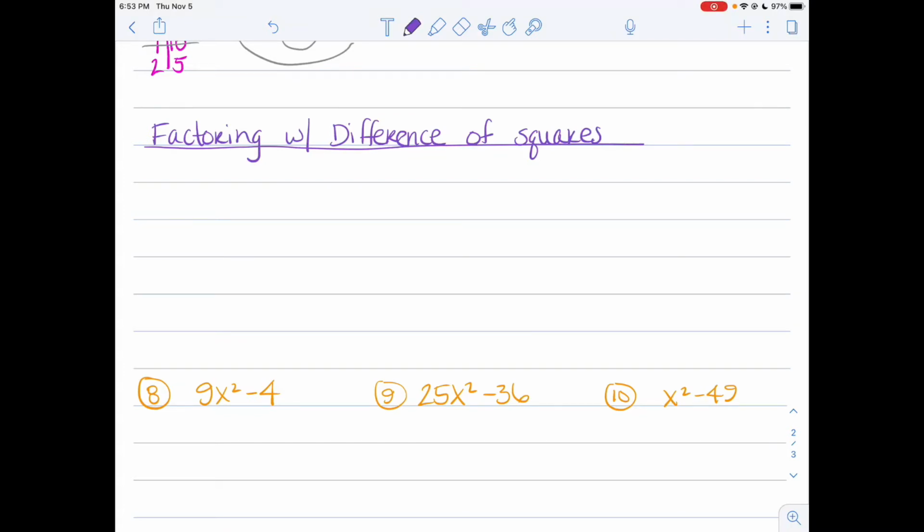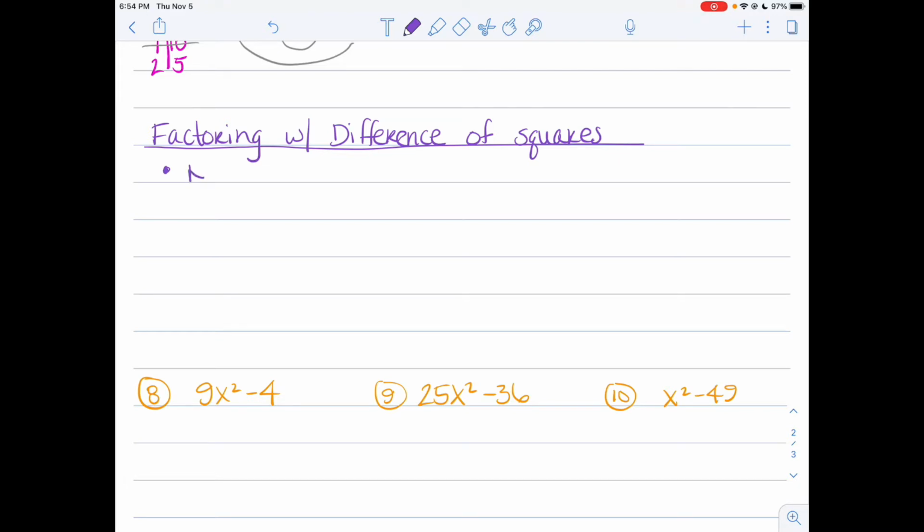I want to go ahead and talk to you about a special factoring method, and it's called factoring with the difference of squares. This method only works if 3 conditions are met. But if these 3 conditions are met, then factoring is super quick. I don't have to do this guess and check thing.